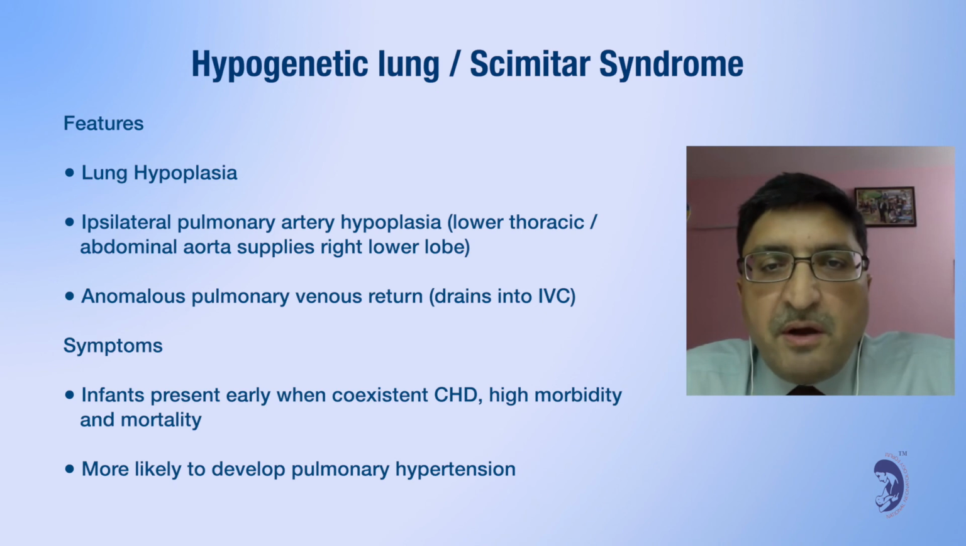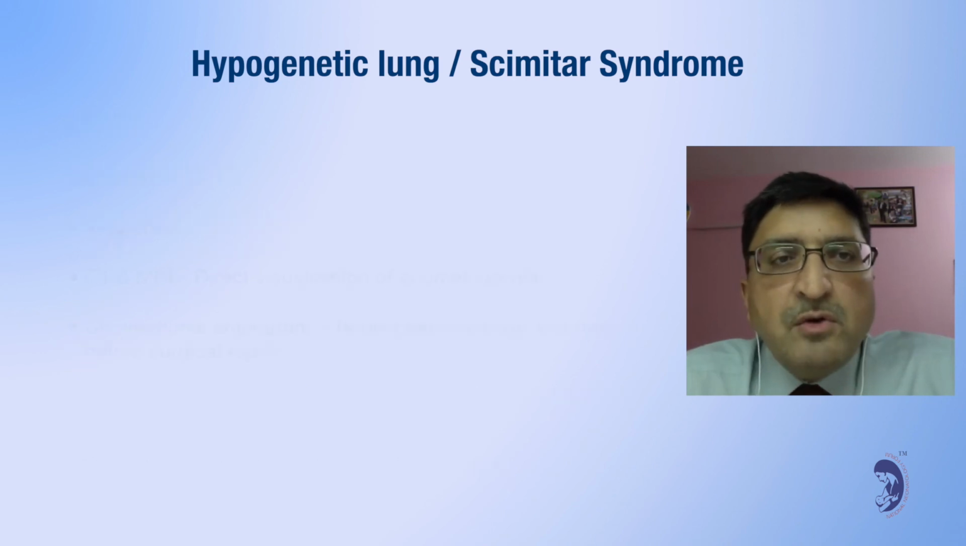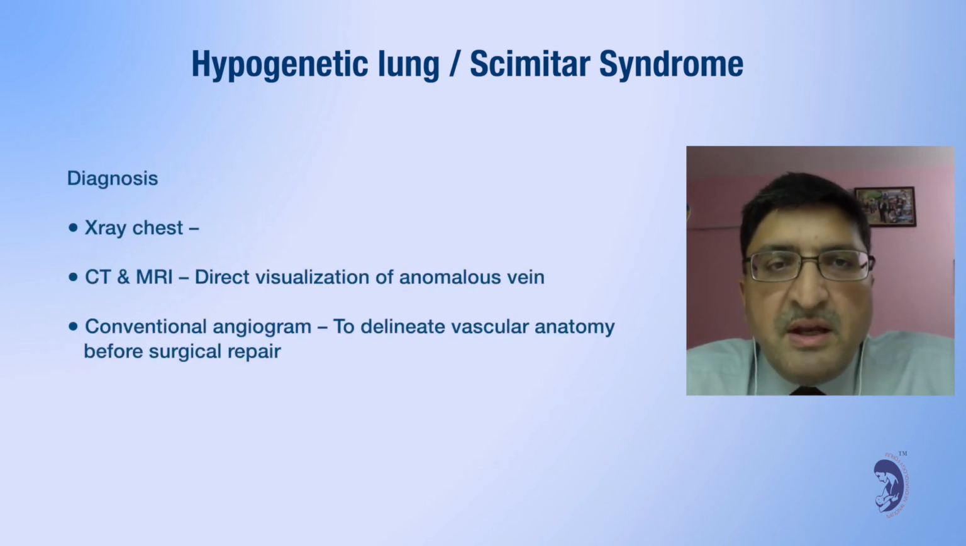Infants generally present early when there is coexisting congenital heart disease, and they may have a high morbidity and mortality. And these kids are more likely to develop pulmonary hypertension. Diagnosis is done by an X-ray chest. A CT scan and MRI help direct visualization of the anomalous vein. A conventional angiogram may also sometimes be required to delineate the vascular anatomy before surgical repair.